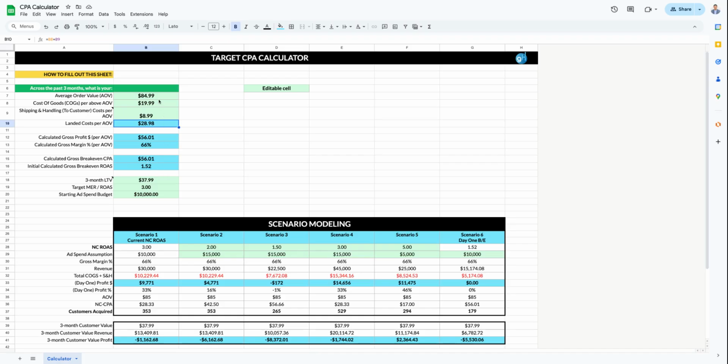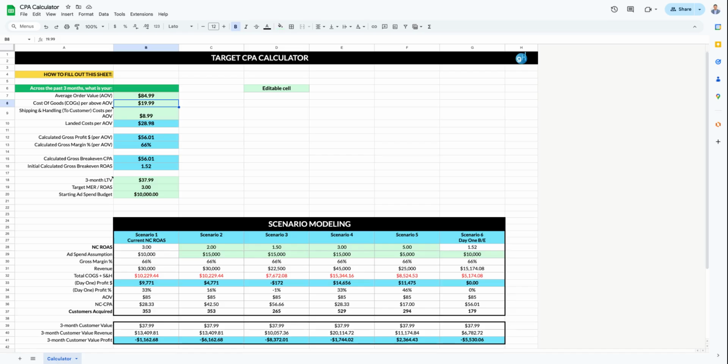All right. However, this is the easiest way to do it, but at the same time, you might already have an existing average order value that you want to go by. So you just go into the last 3 months of your Shopify store and fill out what your average order value is throughout the last 3 months. Let's just keep it simple and say it's $84.99.